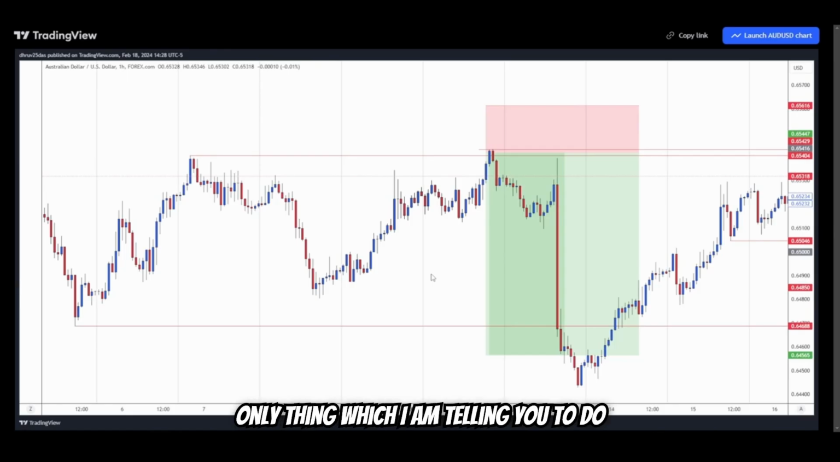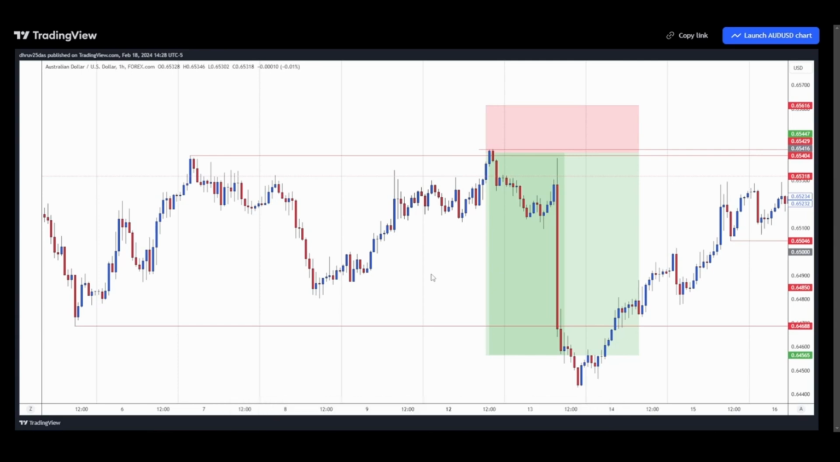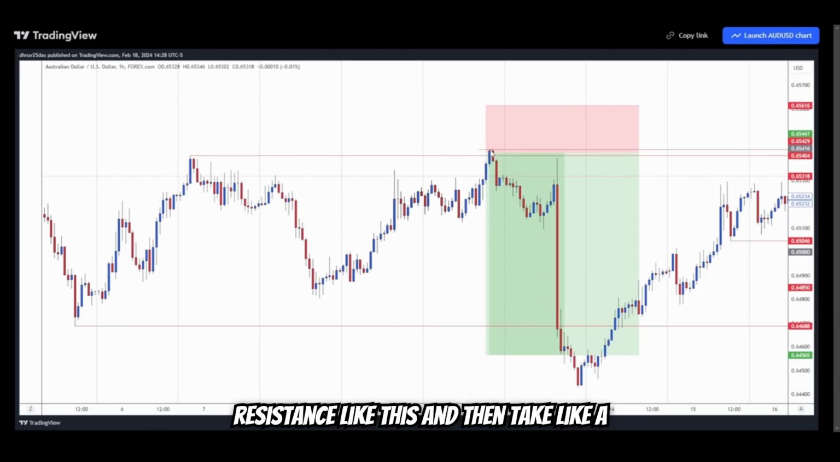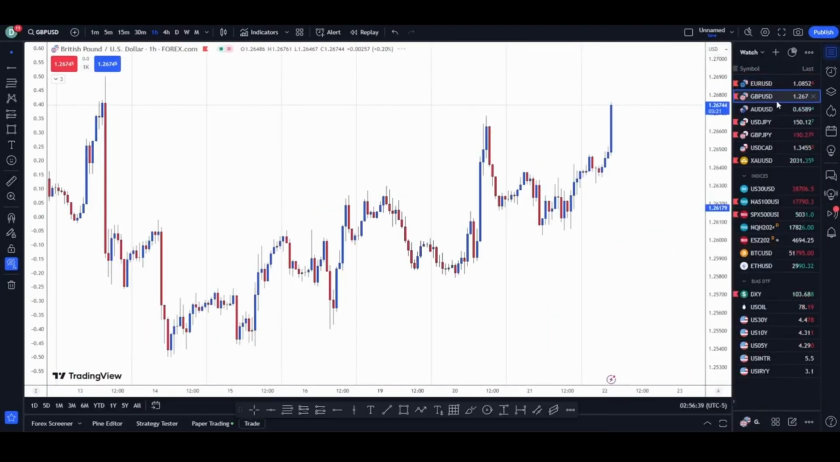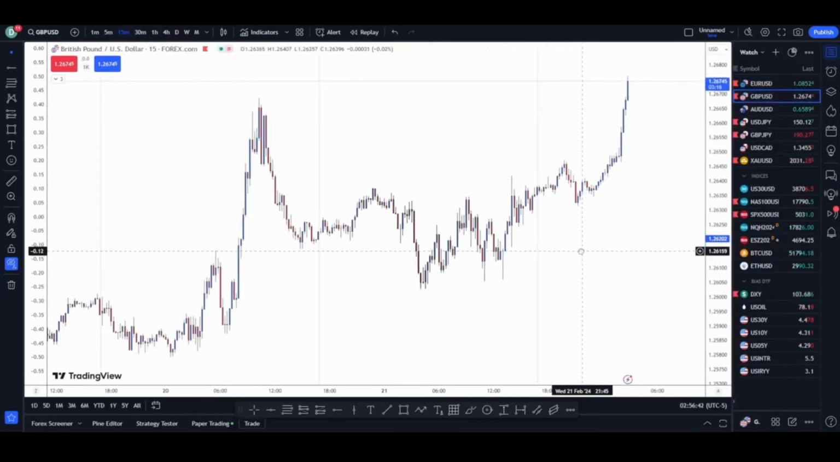So the only thing I'm telling you to do is, where the stop loss is, where they will put the stop loss, just put your buy limit or sell limit right over there, okay? Just a little bit above of this resistance like this, and then take like 10 points or 20 points stop loss like this, and then target 1:2 or 3 like this, okay? So this was the trade, and this is the GBP USD.